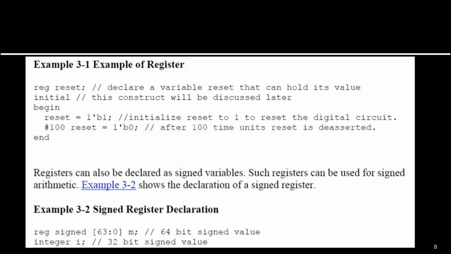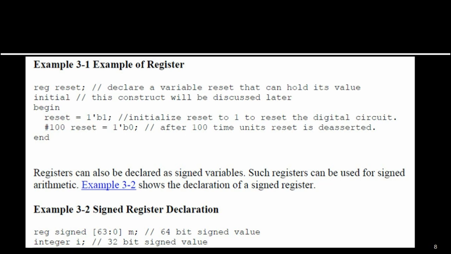So here reset is an identifier. It can hold 1 bit of data, because here the register is declared as a scalar, not as a vector. It is a single variable. It can store a single bit of data.